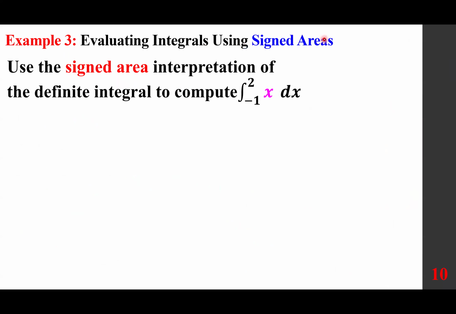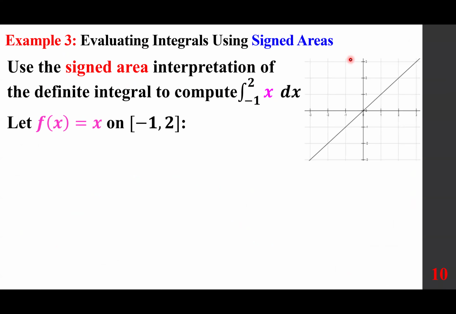Evaluating integrals using signed areas. Use the signed area interpretation of the definite integral to compute the integral of -1 to 2 x dx. Well, we're going to go over the same concept. What is the function? Y or f of x equals x, from -1 to 2. I hope you realize this is a line through the origin. And we want to go from -1 to 2. That means we want this area.